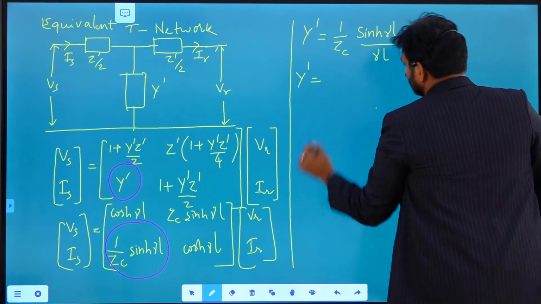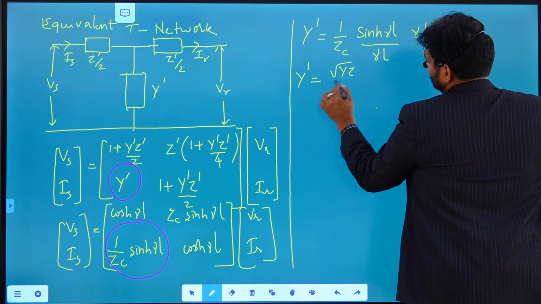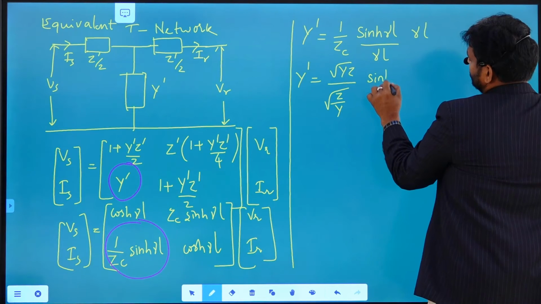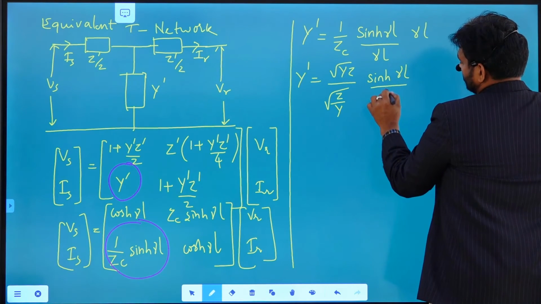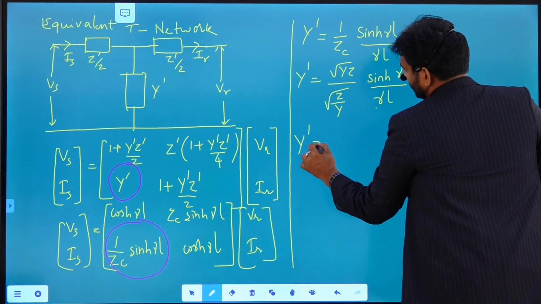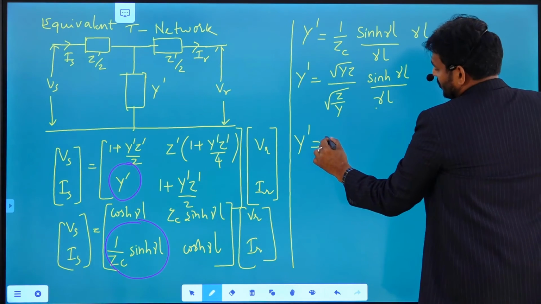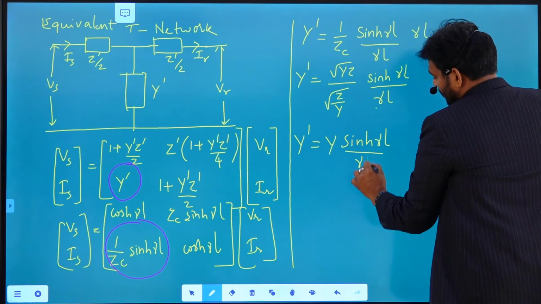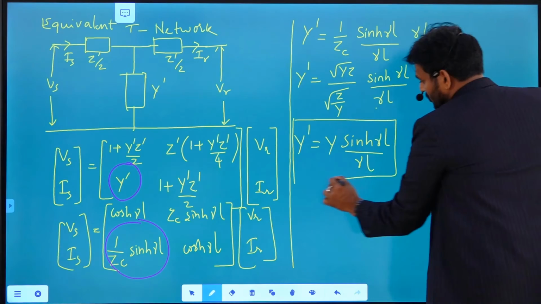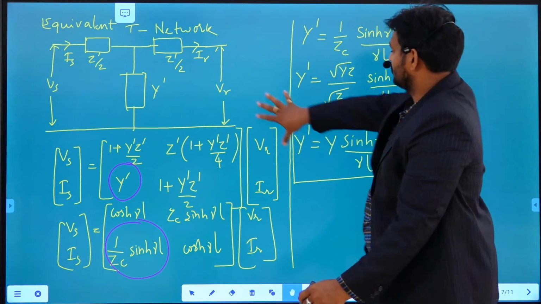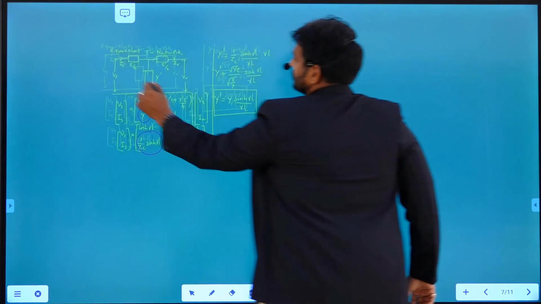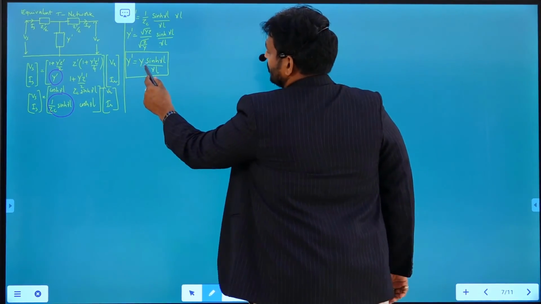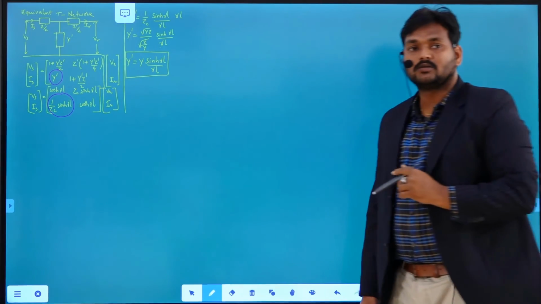Gamma L is nothing but square root of YZ. Zc is nothing but square root of Z by Y, sinh of gamma L upon gamma L. So you will get Y dash is equal to, so Z and Z will cancel, you will have Y into sinh of gamma L upon gamma L. This is the value of Y dash. So we already got Y dash is equal to Y into sinh of gamma L upon gamma L.